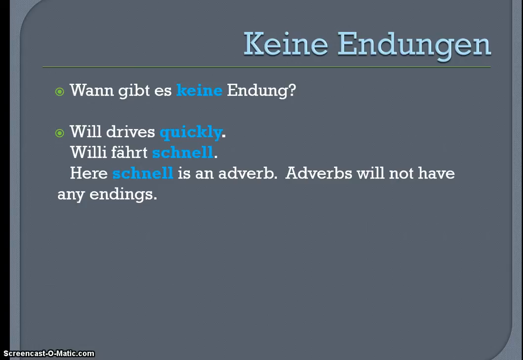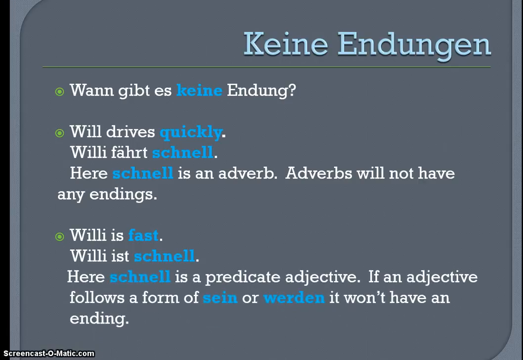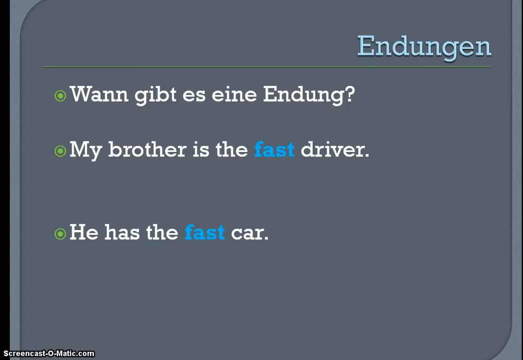Here is a second example. Willi is fast. In German, Willi ist schnell. Here, schnell does not come before a noun. Therefore, it is a predicate adjective. Anytime you see a form of the verb sein or werden, it will not be followed by an adjective with an ending.